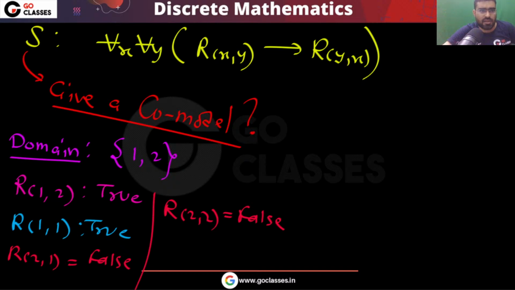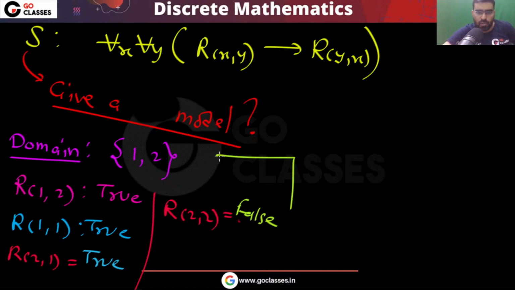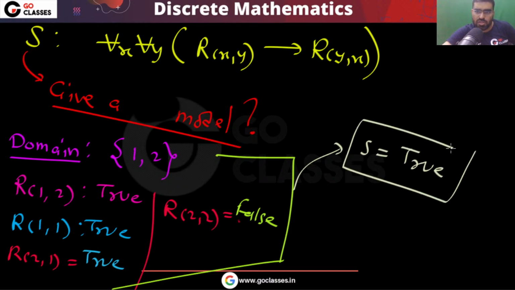Now let's see, can you give a model for this? Yes, I can easily give you a model for this if I make all of them true. I can also make one false, no problem. This is also a model, and in this, S will be true. What I'm doing is making R(2,2) false and the remaining are true. You can easily see that this is also a model.